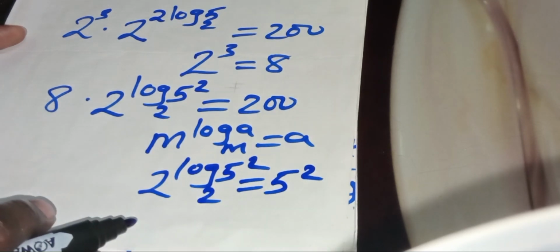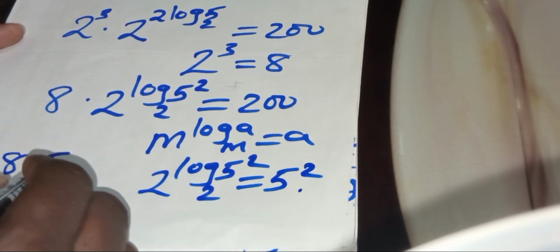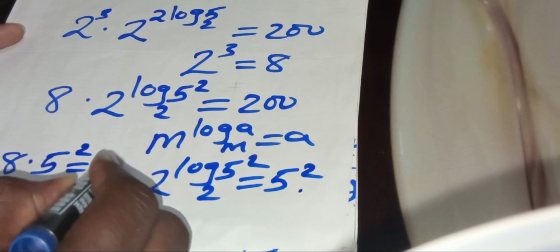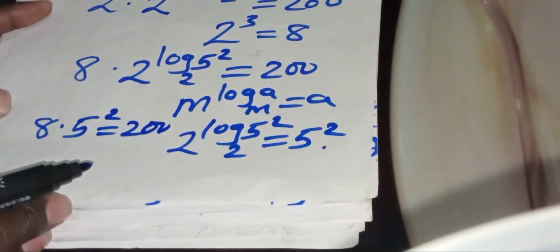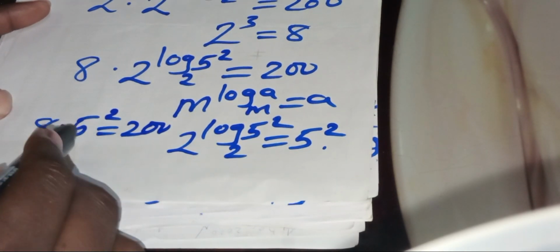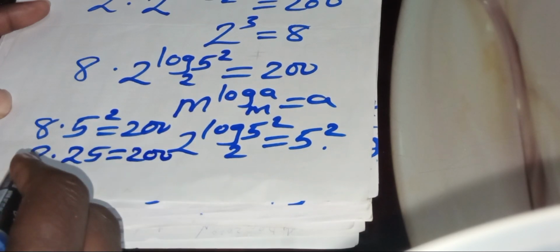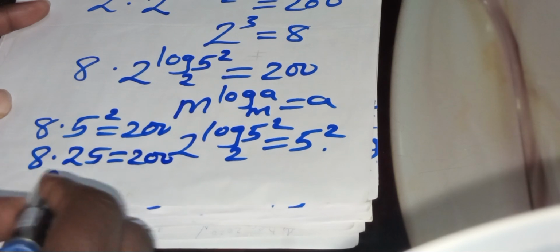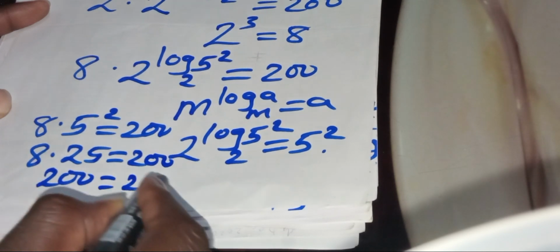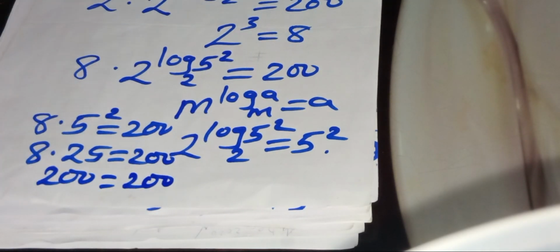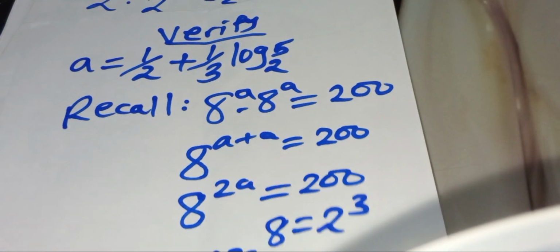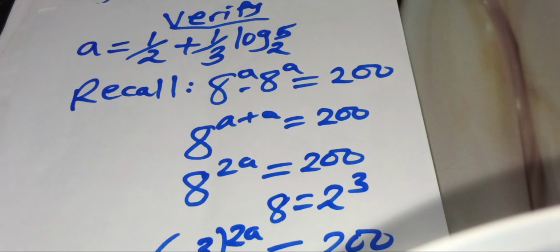Now we have 8 multiplied by 5 to power 2. This should give us a value of 200. So this is 8 multiplied by 5 squared, this is 25, and it's true, 8 times 25 is 200, which is equal to 200. And that affirms that the value of a, which is equal to a half plus a third log 5 to base 2, actually satisfies the equation.